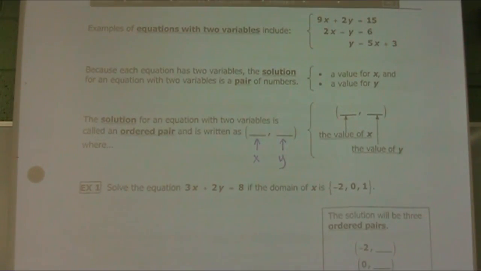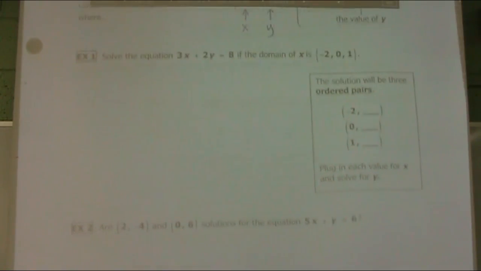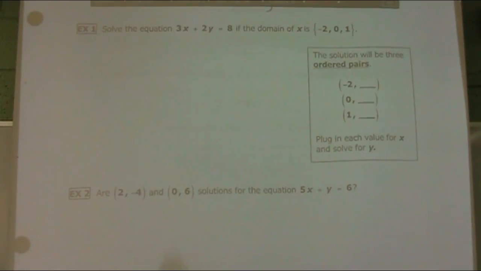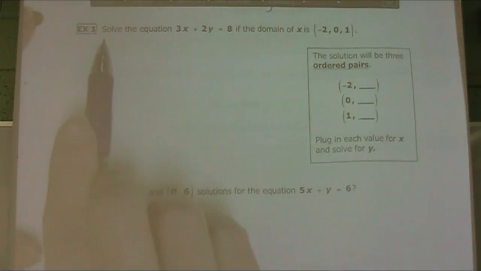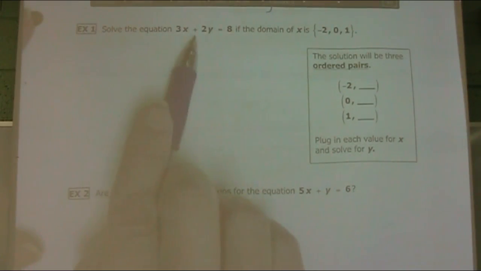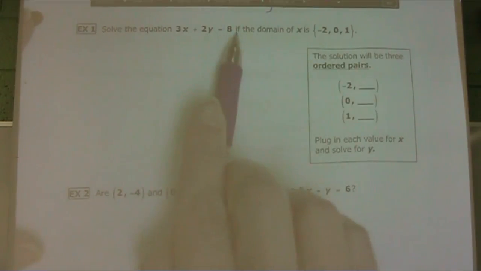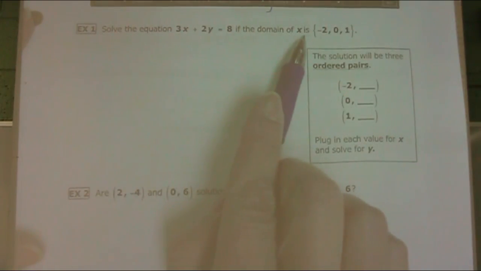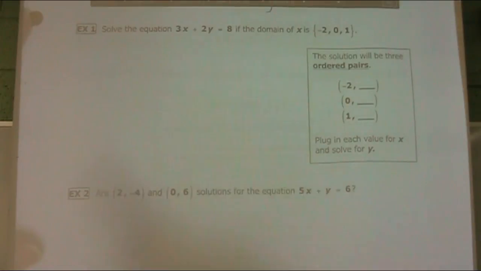And what we're going to do now is actually go through an example of solving an equation with two variables. Now remember, this has infinitely many solutions, so we can figure out many solutions. We're just not going to do that. It would take forever. So what we're going to do in this first example is solve the equation 3x plus 2y equals 8 if the domain of x is -2, 0, and 1.